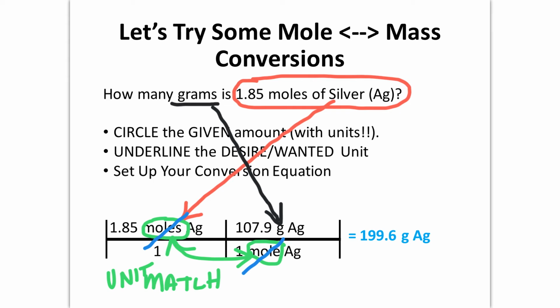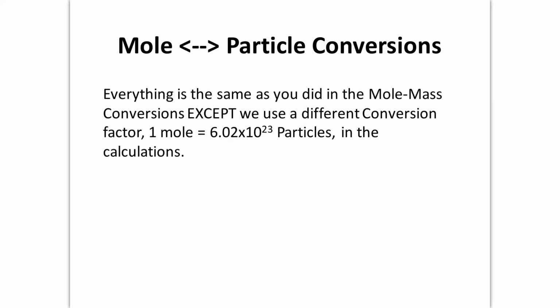All right, let's try another one, a couple more with different units now. Okay, so instead of going from grams to moles and moles to grams, this time we're going to go from moles to particles and particles to moles. Everything you just learned or did in the other one is going to be exactly the same as far as the procedure, except when we use our conversion unit, now we need to use 1 mole equals 6.02 times 10 to the 23rd particles in our calculations. So everything else is the same process, same ways of setting it up, except in our conversion unit, when we see the word particles, we're going to have to use 6.02 times 10 to the 23rd.